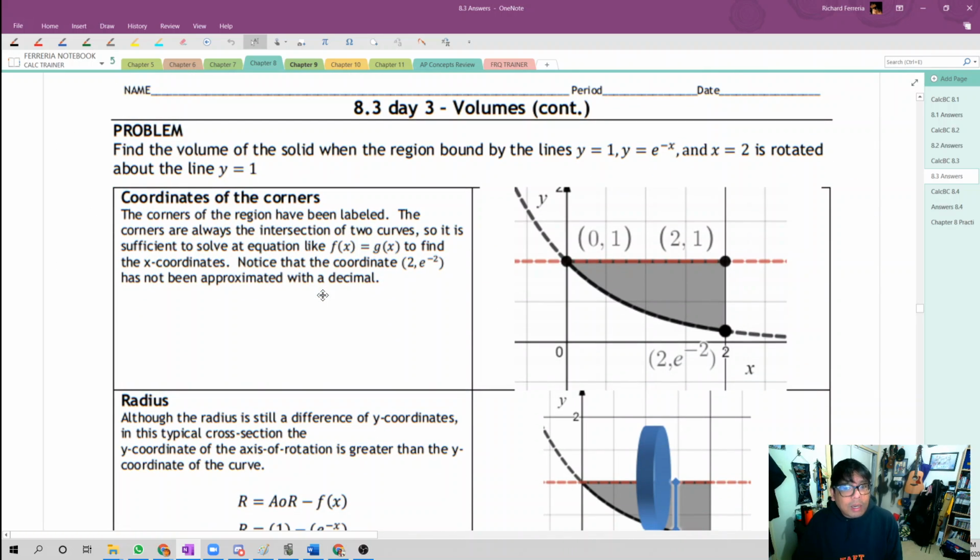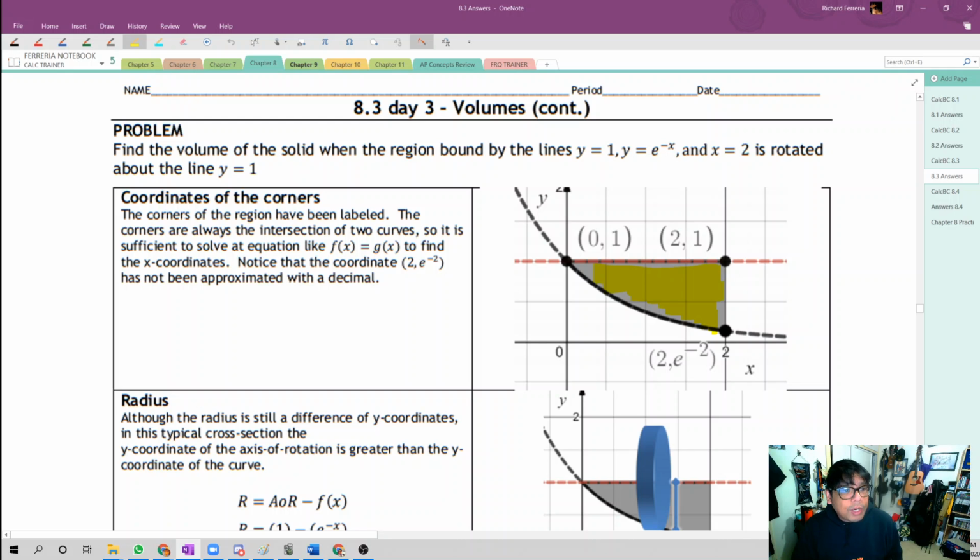So over here, when we figure out this area, we've got the area bound by the lines y equals 1, which is this top curve right here, and the line x equals 2, which is this line right here. And then the curve y equals e to the negative x is this line right here. So this area that we're trying to rotate, it's already shaded for you, but you need to be able to locate that area, of course.